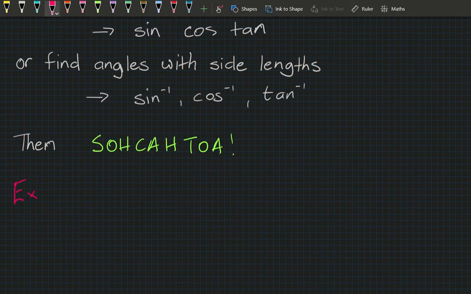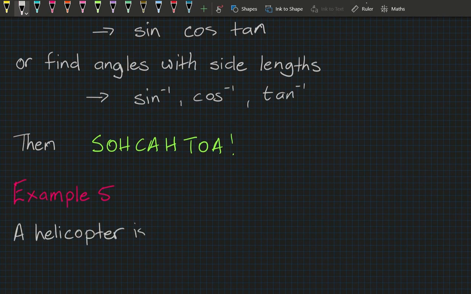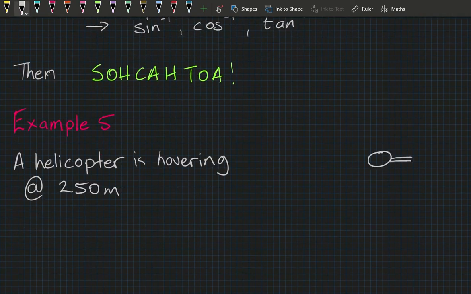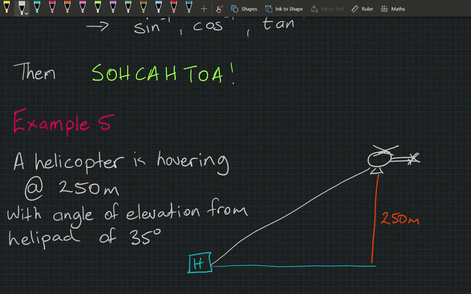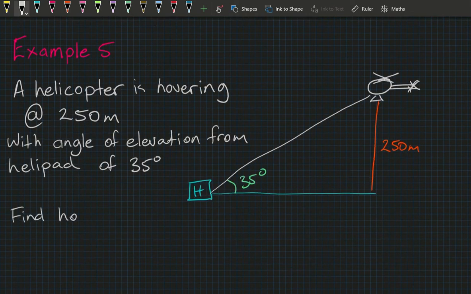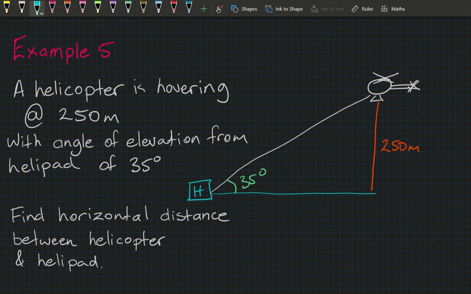Anyhow, let's move on to example 5, where we have a helicopter that is hovering at 250 meters high, and its angle of elevation from the helipad being 35 degrees. And we're asked to find the horizontal distance between the helicopter and the helipad, which we can call x.